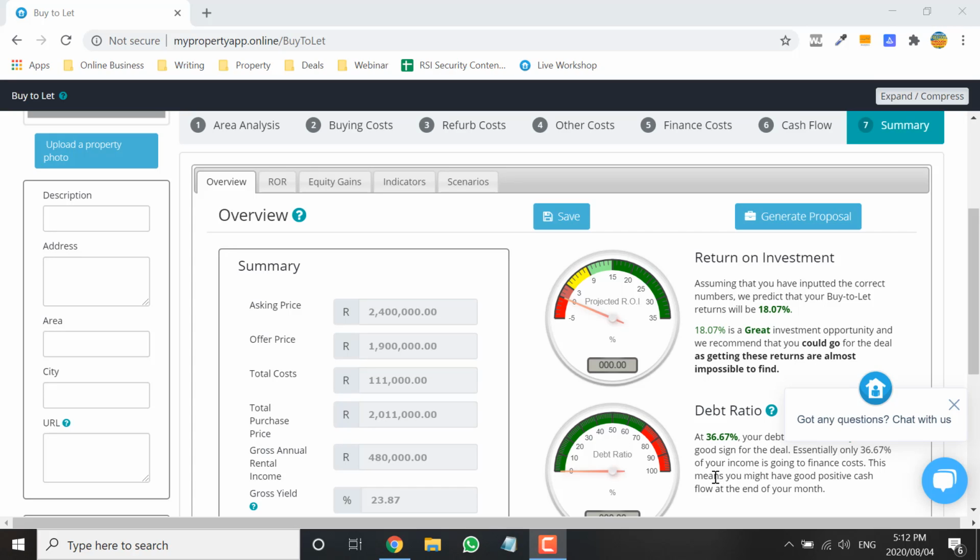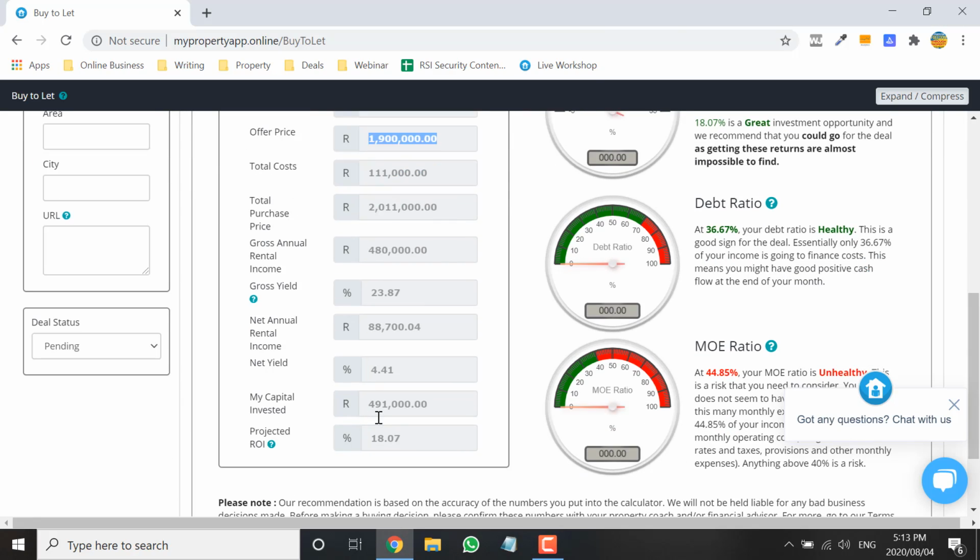Welcome to another tutorial on using the My Property app to analyze a property investment. What I've got here is a quick example of a deal that I've been running. This is the asking price of 2.4 million with an offer price of 1.9. The total net annual rental income would be 88,000. The projected ROI would be 18%.